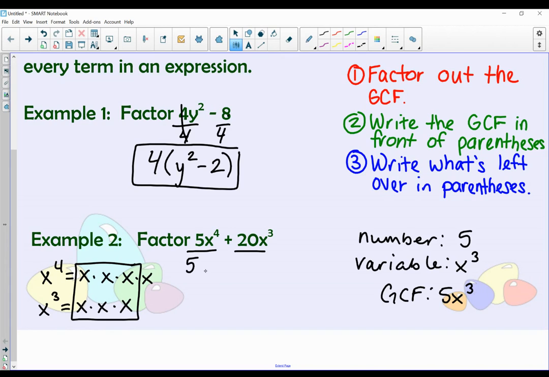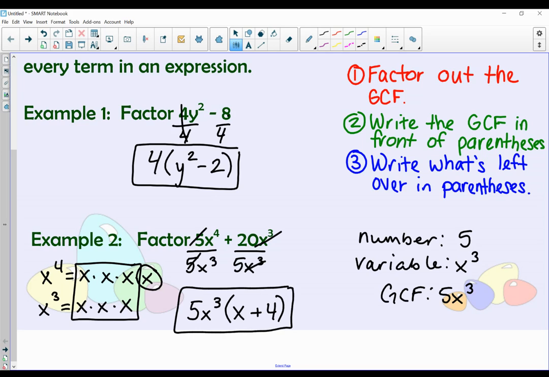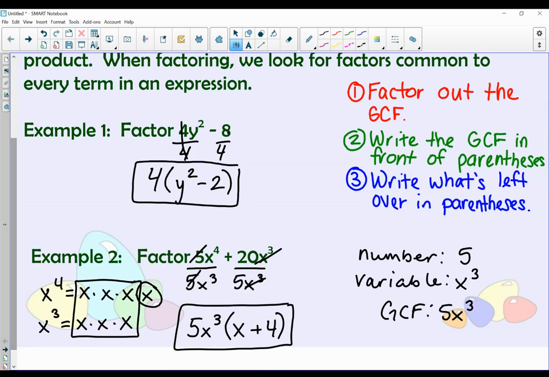So that's what I want to factor out here and divide these two terms by. So I have 5x cubed in the front. 5 divided by 5 is 1. And x to the 4th divided by x cubed, well, you see here, I'm only left with 1x here. So x plus 20 divided by 5 is 4. And we know x cubed and x cubed will cancel out. So I am now left with 5x cubed times x plus 4. Okay? And that is GCF.